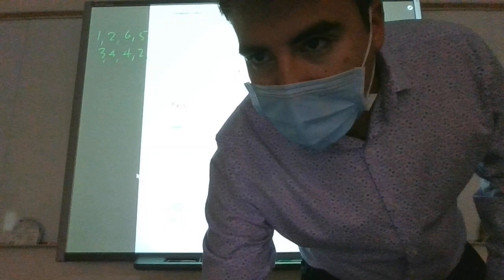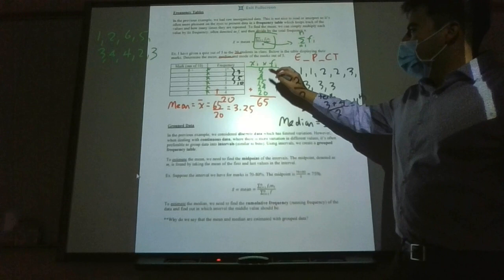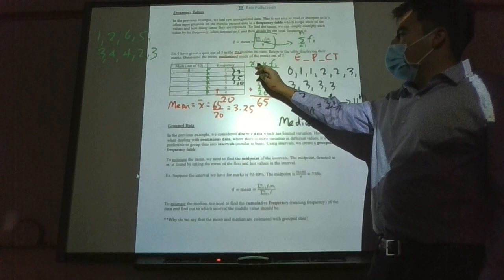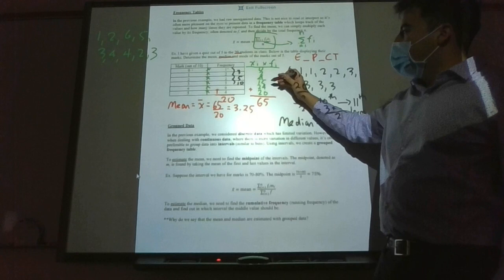Okay, so what we did to find the mean is we simply multiply the values, or the marks here, by their frequencies. This gives us this total result here, which is 0, 2, 4, 15, 24, and 20. Then we add them up, we end up getting 65, and we divide it by the total frequency, which is 20.